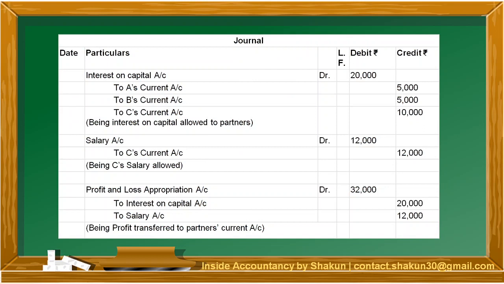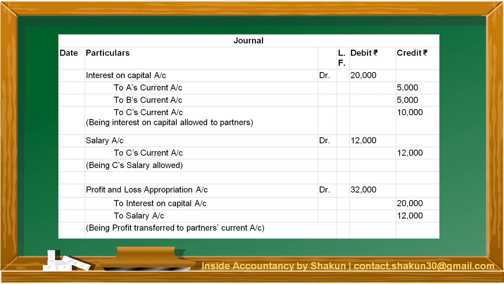Let's have a look at the journal entries. I have written all the journal entries pertaining to the question, not only for the profit entries, but all the entries have been incorporated. So the first entry is for the interest on capital. Interest on capital, being an expense, is debited and it is credited to partner's current account. Please note that partner's capital account has not been credited in this case because fixed capital method is being followed. When fixed capital method is followed, capital account remains fixed and all the appropriations are done through current account.